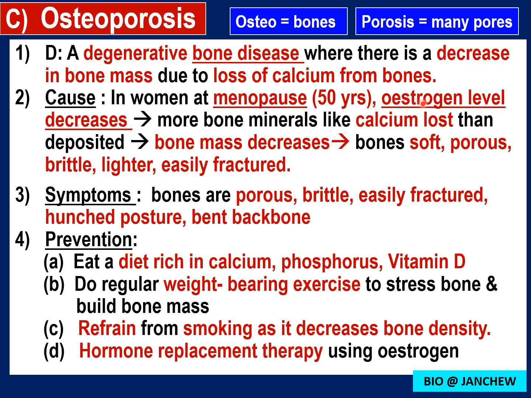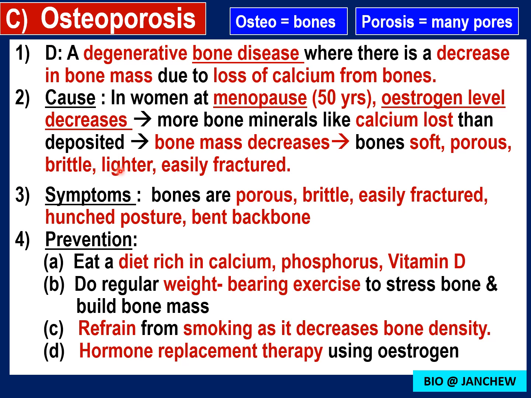So estrogen actually is very important for a woman's health, because it helps to keep the calcium in the bones. But when the level decreases, then the bone minerals like calcium will be lost. The bone tissue will be broken down and the calcium will be transferred into the blood. Okay, and that's when the bone mass decreases because the calcium is lost from the bones. So the bone mass decreases and the bones become soft. Without the calcium, they become soft, porous, brittle.